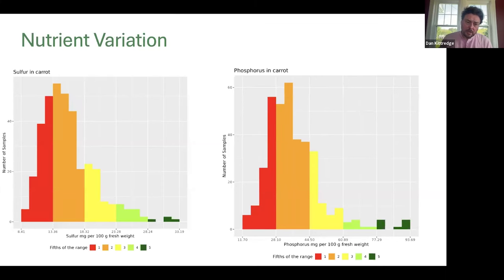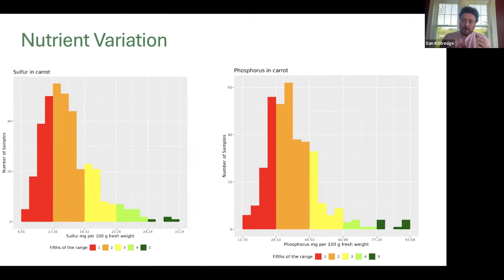Okay, so we're looking at sulfur in this left graphic. On the vertical axis, you can see it says number of samples. So it's 0, 20, 40, and then 60s on top. And then at the bottom, you see it says 8.41, 13.36, et cetera. And that says sulfur milligrams per 100 grams of fresh weight. So if you look at that number on the bottom left corner, it says 8.41. The carrot with the lowest level of sulfur we found had 8.41 milligrams of sulfur per 100 grams of fresh weight. And all the way over on the right, you see it says 33.19. That was the carrot we found with the highest level of sulfur.